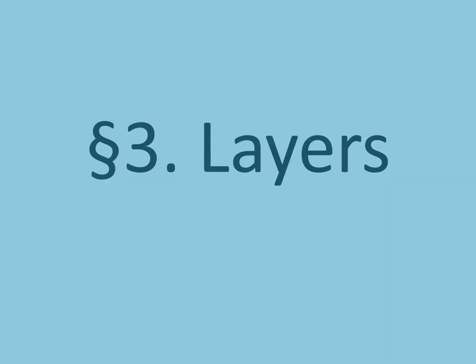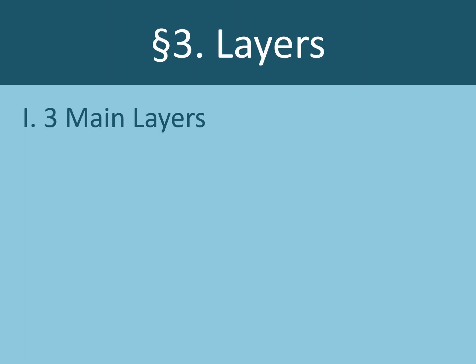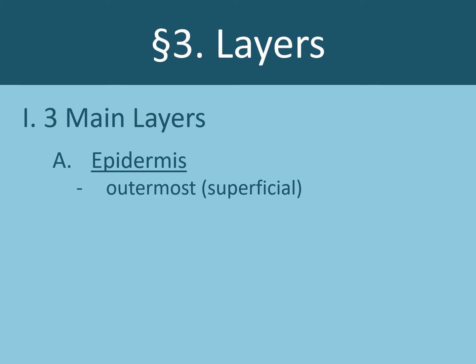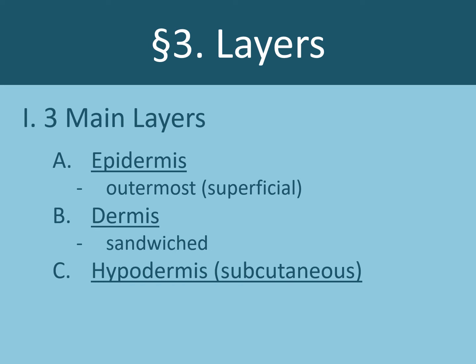In Section 3, we'll discuss the layers of the skin. Our skin is made up of many different layers. Some layers are even subdivided into more layers. But let's begin with the three main layers of the skin. The epidermis is the outermost or superficial layer. The dermis is in between the other two layers. The deepest layer is the hypodermis or subcutaneous layer.